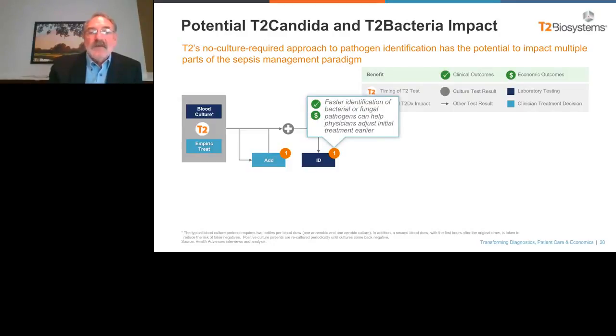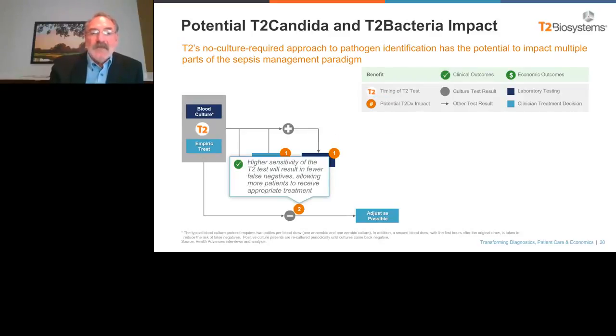If T2 is positive, you have faster detection of bacterial and fungal pathogens, and it can help physicians adjust the initial treatment earlier. It also gives you an identification of the fungal or bacterial pathogen, and one may influence therapy by adding or subtracting agents that have been part of the empirical treatment paradigm. If T2 is negative, the higher sensitivity of the T2 result will result in fewer false negatives. Negative predictive value in most scenarios would be well over 99%, allowing more patients to receive appropriate rather than inappropriate treatment. So you can adjust empirical treatment as need be.